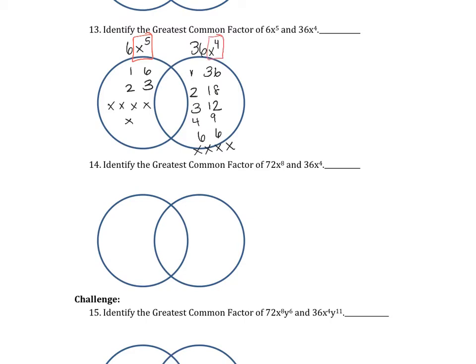Okay, so now I'm going to go ahead and circle. I have 1 in common. I have 2 in common. I have 3 in common. And I have 6 in common. But I can't forget my x's. So how many x's do I have in common on this one? 1, 2, 3, 4. 1, 2, 3, 4. So I'm going to put 4 x's here. I'm going to circle them because they both have 4 x's. And then what I'm going to write is x to the 4th. Okay? Then I'm going to pick my highest common factor, in this case, which is 6. But I also need to include that x to the 4th. Okay? Then I'm going to come up here, and my answer is going to be 6x to the 4th.